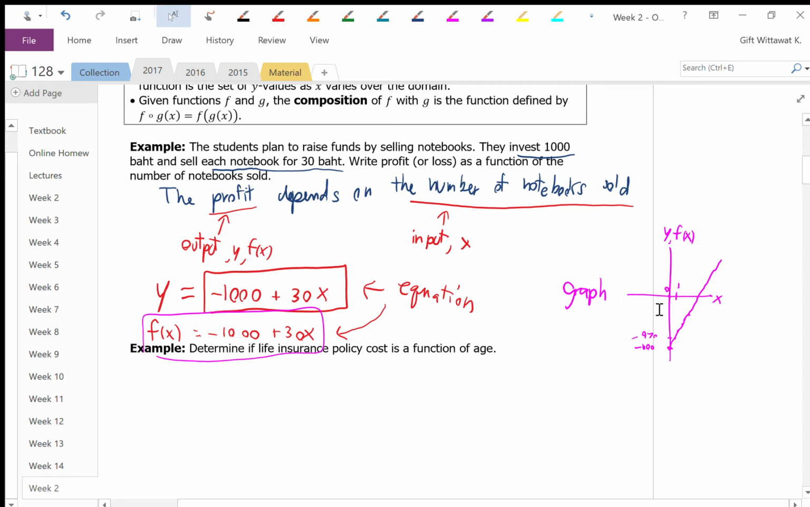In reality, you're not going to be able to sell a negative number of notebooks, but just for the sake of plotting this graph, let me actually draw the whole straight line. So this is basically going to be the graph of my function. So it's basically another representation of the same thing. You can represent a function as an equation, or you can represent it as a graph.